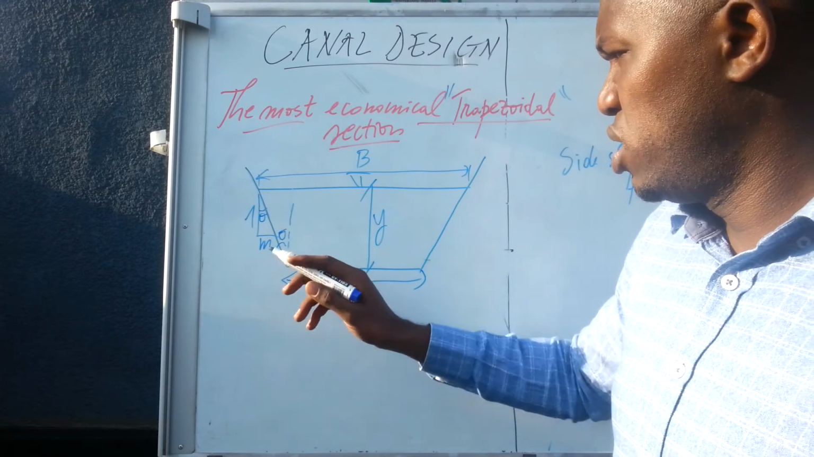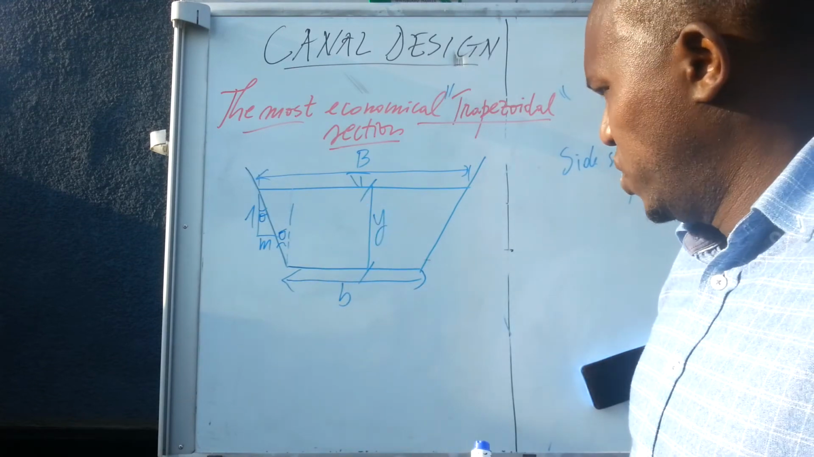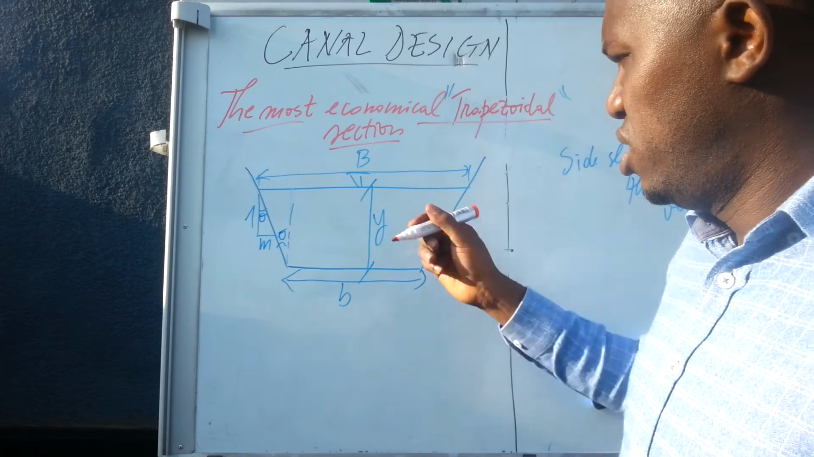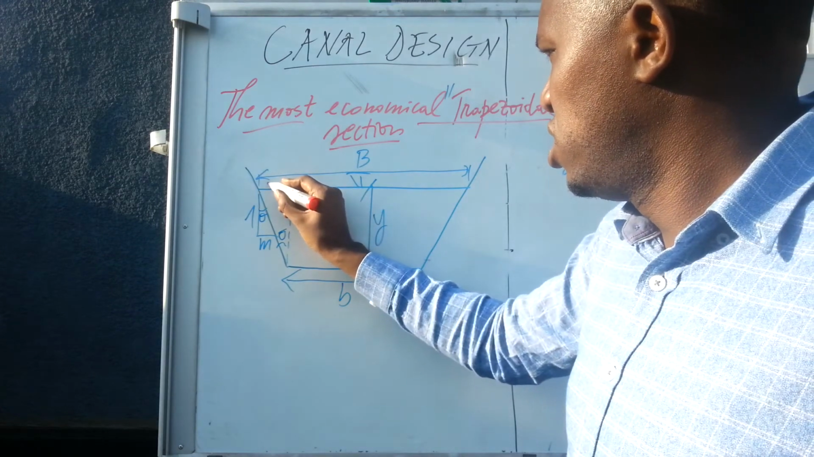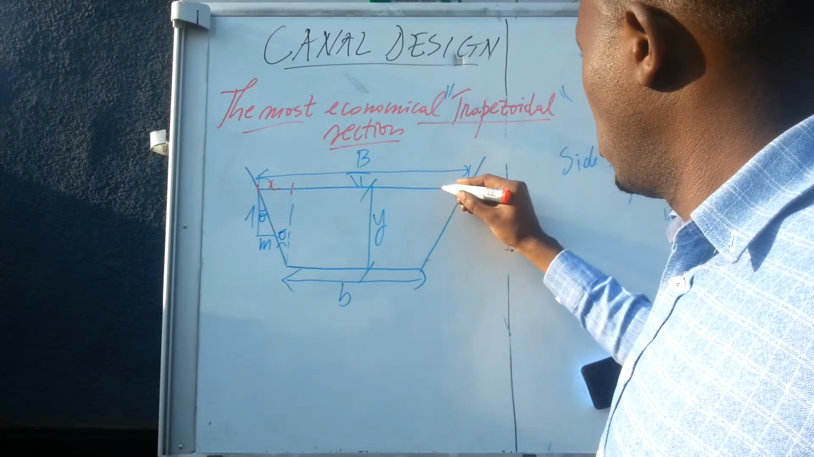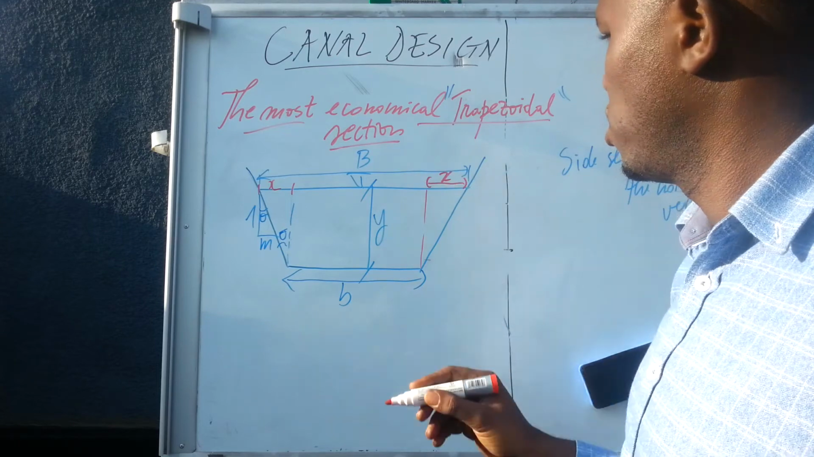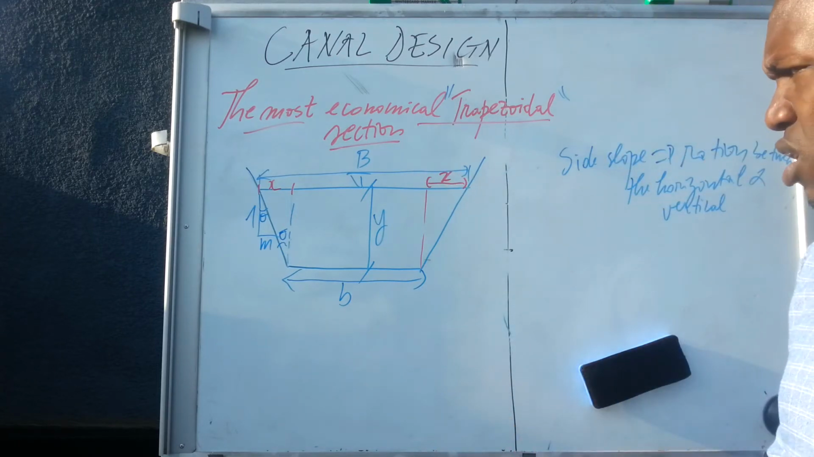If you want to get this angle, assume this is y. This is y, and this is x. From here to here, it is x. So there is a quick relation.